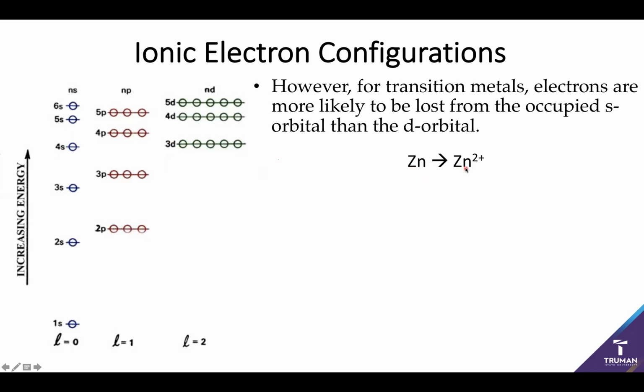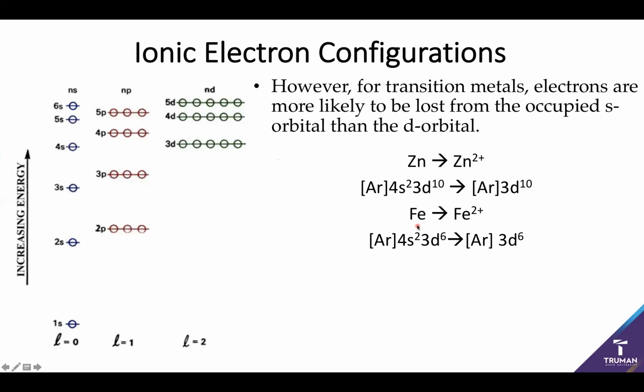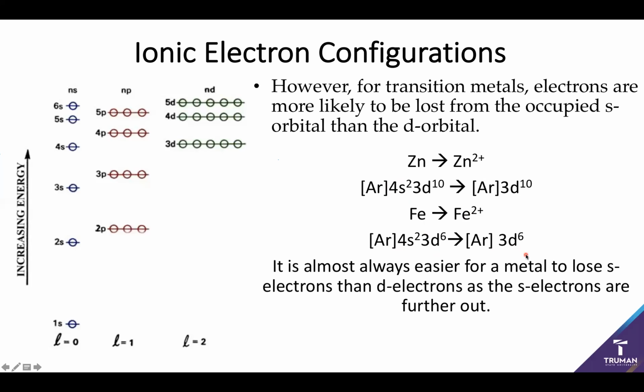So zinc tends to form a zinc 2+ charge, because in this case, you have a full s and d subshell, but it's a little easier to pull those 2 electrons out of that s subshell. Same thing with iron. Iron often forms that iron 2+ charge. So in this case, you end up forming a 3d6 valence configuration. So again, in general, it's almost always going to be easier for a metal to lose those s electrons because they're much further out. They're easier to grab. You don't have to get into quite so many nuances. And we'll dive into the reasoning behind this in, again, a future lecture.